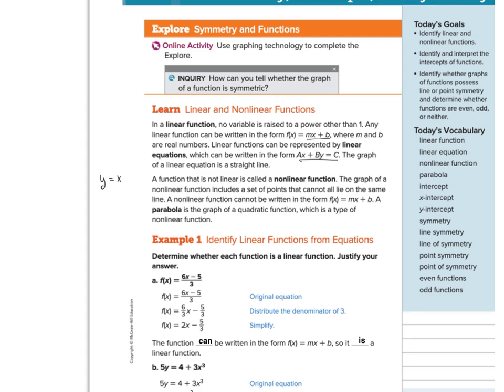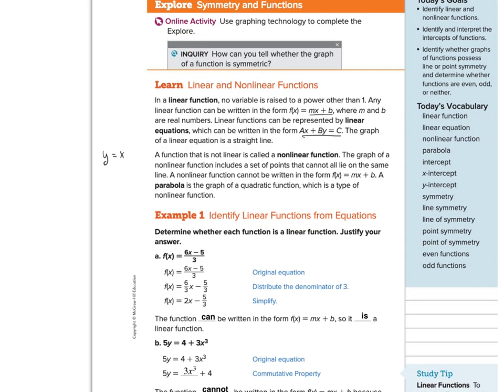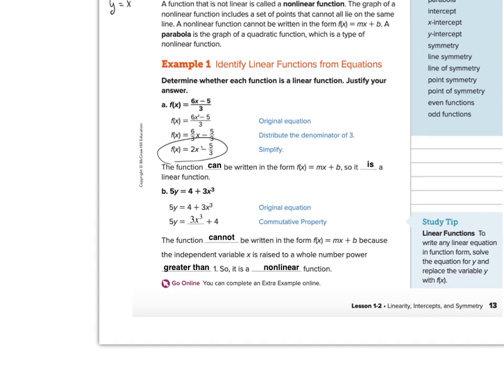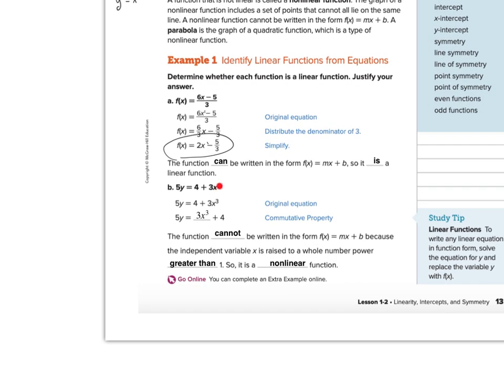And the function that is not linear is called a nonlinear function. And the graph of a nonlinear function includes all sets that just do not lie in the same line. So identifying these functions, are they linear functions? Here we have x to the first power. When they simplified it, we simply have 2x to the first power. So yes, that is a linear function, whereas this next one is x to the third power. So ultimately it is shaped something like that on the coordinate plane. So that is not a linear function, does not form a straight line.